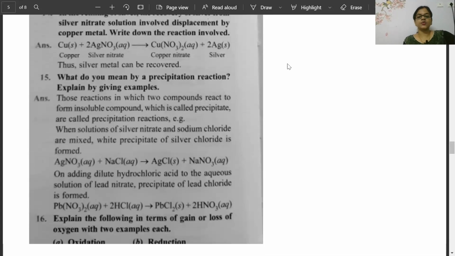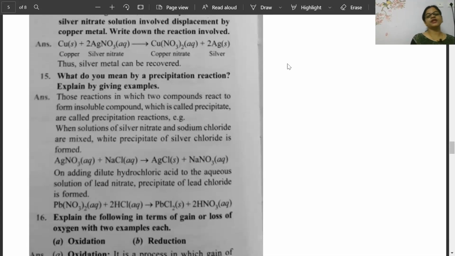Let's go for the next question. Explain the following in terms of gain or loss of oxygen with two examples each. Easiest one. Kritika, you are absolutely correct, beta. That is, silver chloride will be present as PPT. This is the easiest one. Let's see who can answer this question. Explain the following in terms of gain or loss of oxygen with two examples each.